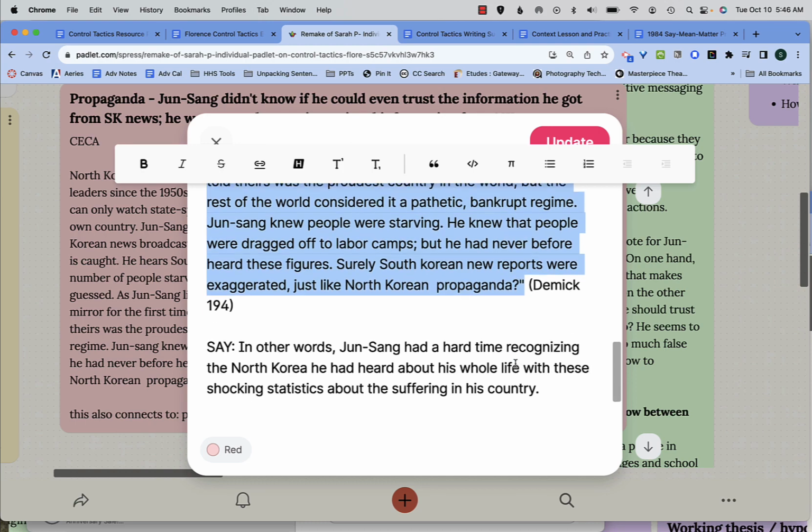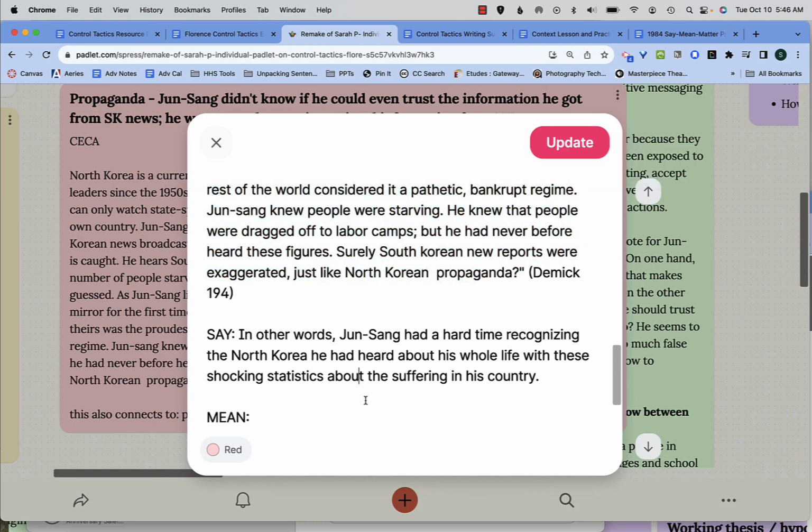So I'm going to say, in other words, Jun Sung had a hard time recognizing the North Korea he had heard about his whole life with these shocking statistics about the suffering in his country. That doesn't sound quite right. I'm going to say he had a hard time reconciling the North Korea he had heard about his whole life with these shocking statistics about the suffering in his country. That's my say. Now I'm going to do my mean.